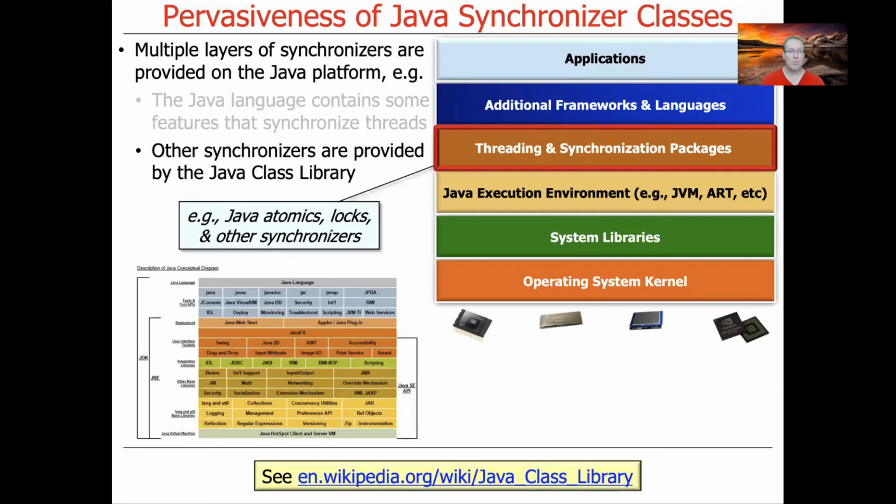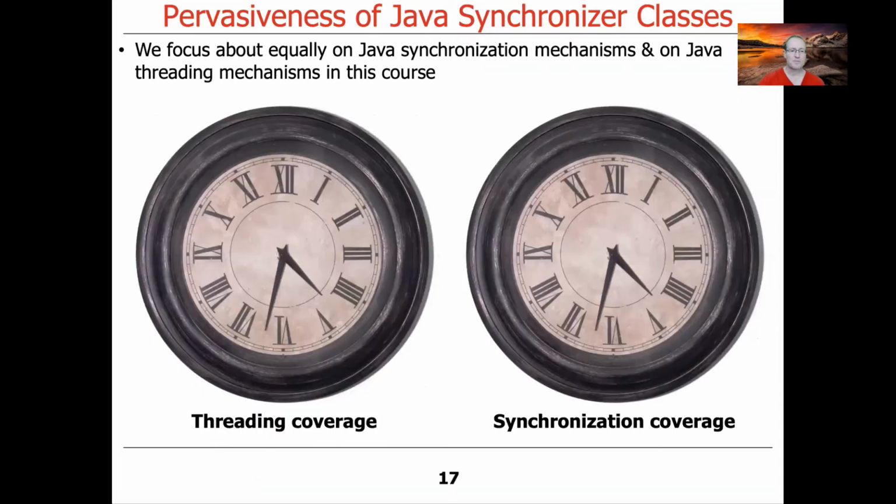Then there's also a whole pile of other synchronizers that are provided as part of the Java class library layer, which is atop the Java execution environment. These include things like Java atomics, Java locks like reentrant lock or reentrant read-write lock, and other synchronizers like semaphore, condition object, and stamped lock. There are various other classes that implement synchronization in different ways. There's also a slew of barrier synchronizers as well.